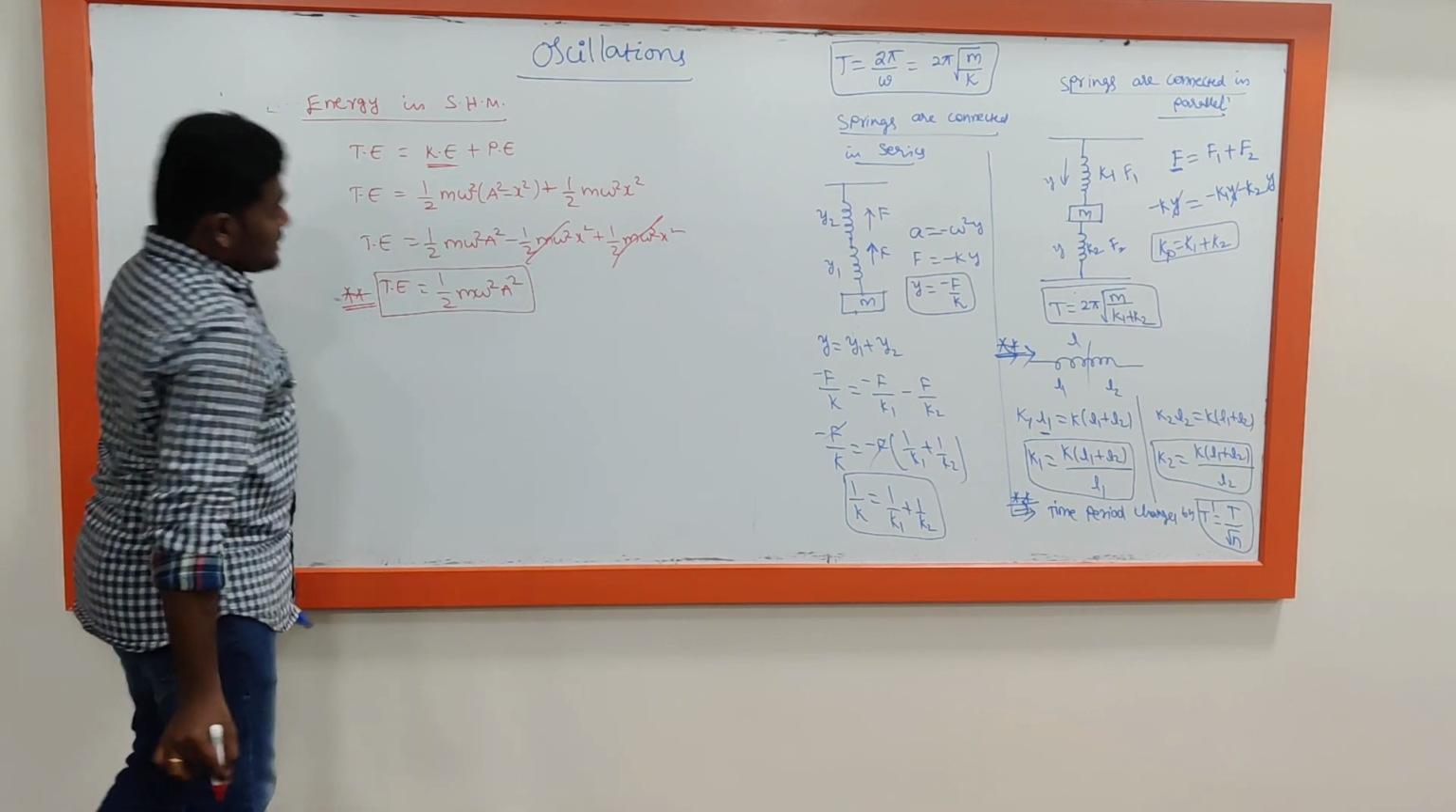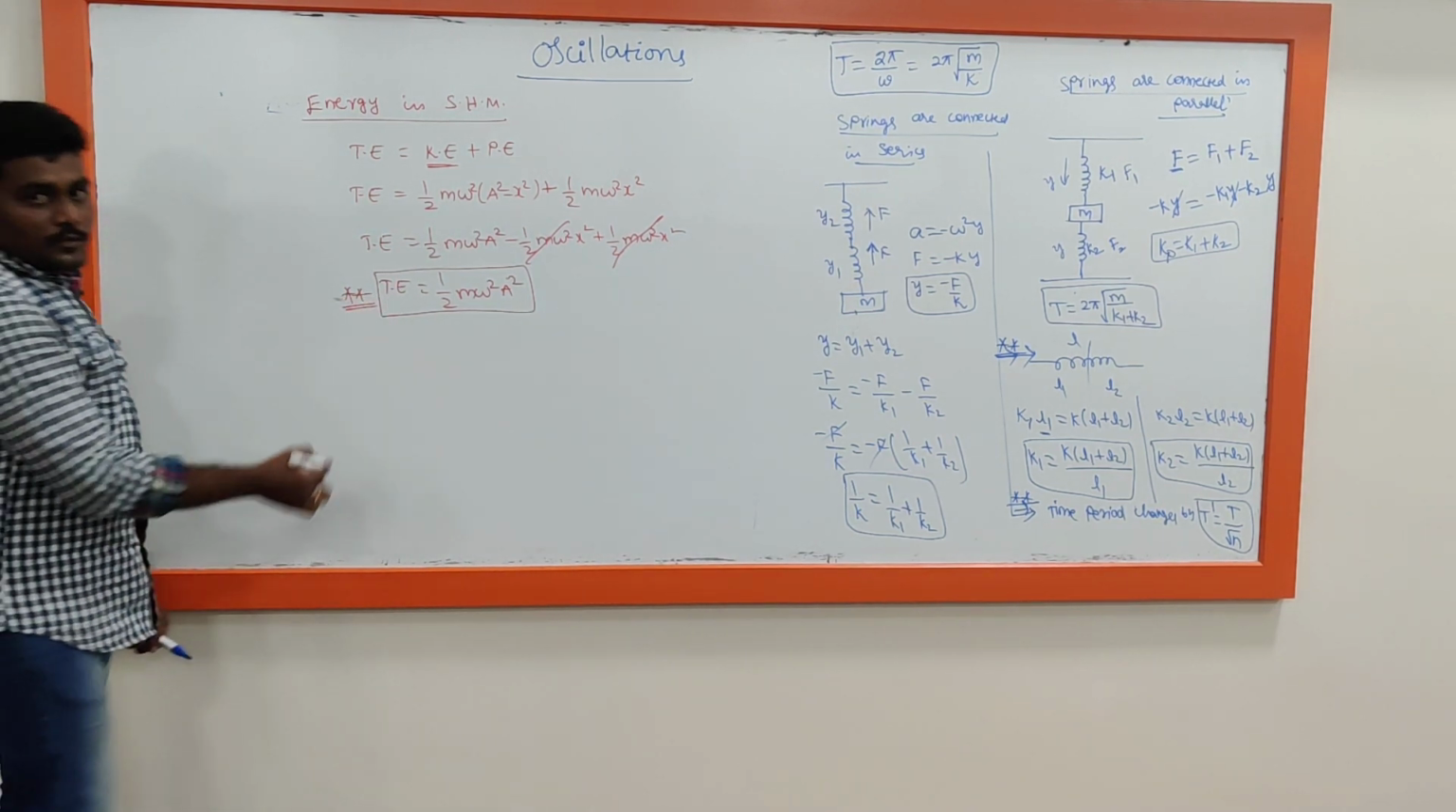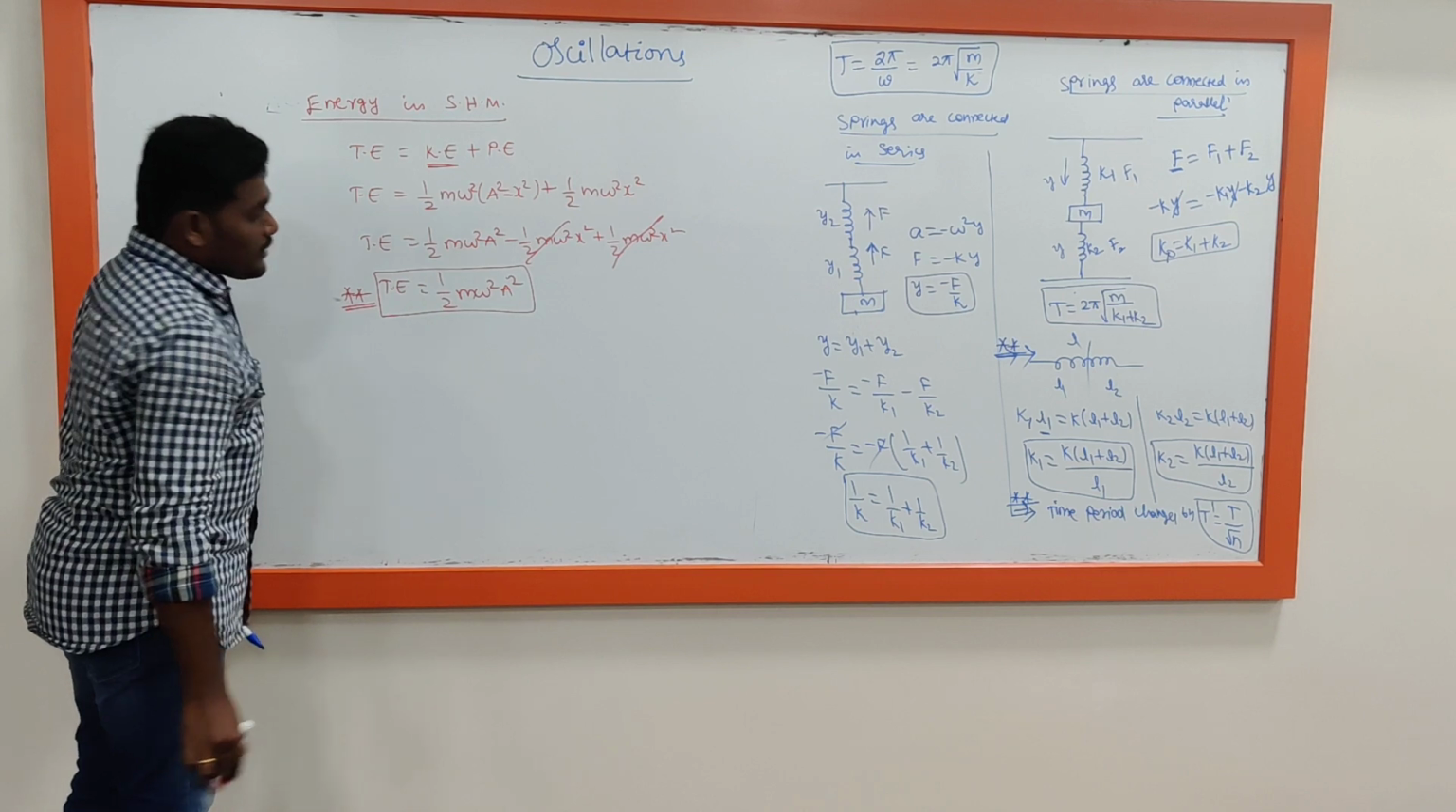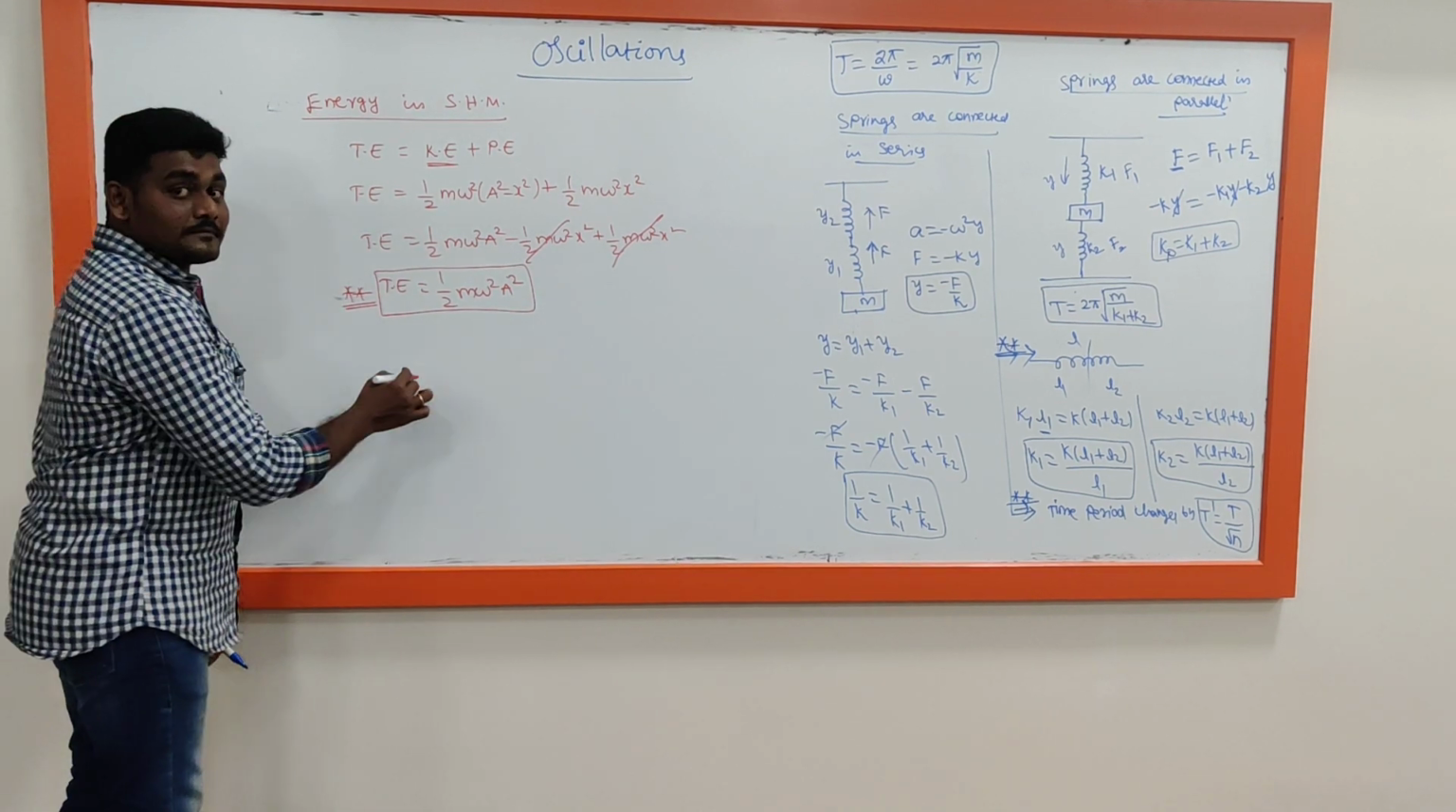This is one of the important relations, so you have to be careful in the problems. So total energy equals half m omega square into a square.